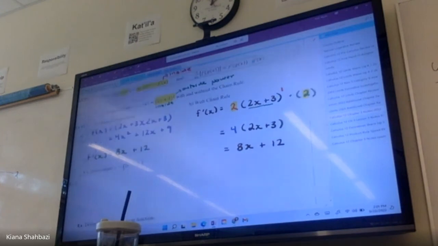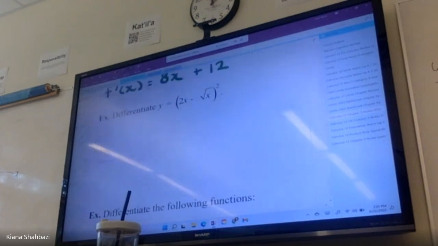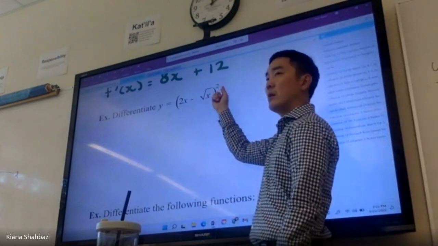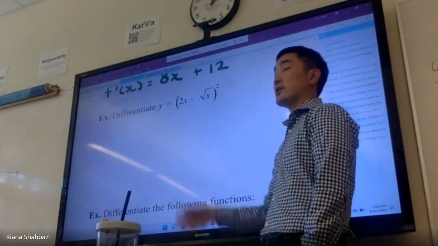So, something like this: 2x minus root x to the power 2, right? Notice that it's not a fraction, it's not a product. I mean, you could FOIL this, right? But notice that you have an inside function raised to an outside power. When you have something like that, that's a good indicator for the chain rule.